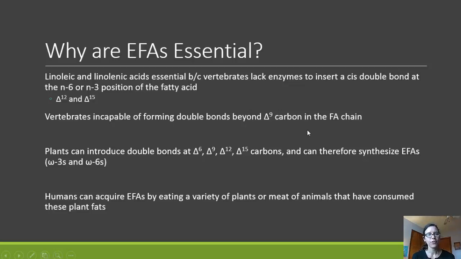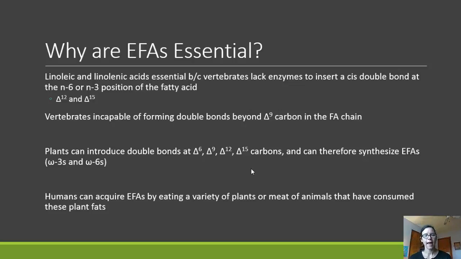So vertebrates are incapable of forming double bonds beyond this delta 9 carbon on the fatty acid chain. And if you flip it, you'll see that the omega-6s or the omega-3s are a delta 12 or a delta 15. However, plants have enzymes to be able to introduce double bonds at these higher carbon numbers, and therefore they can synthesize the essential fatty acids.